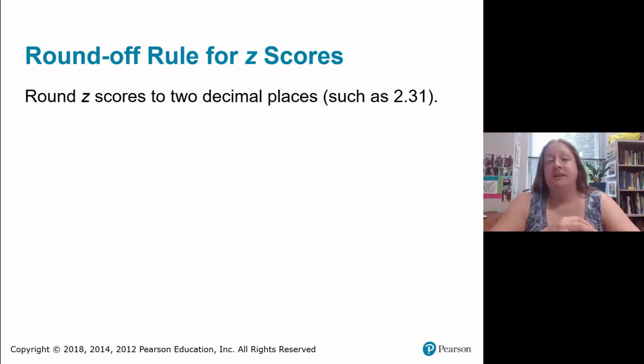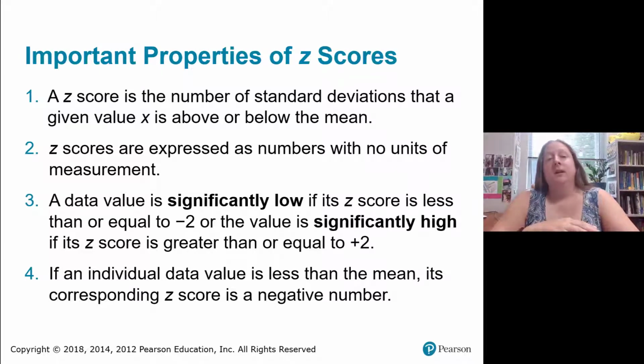Whenever we're calculating z-scores, we always round them to 2 decimal places. So an example of a z-score might be 2.31. This would say that the data value is 2.31 standard deviations above the mean. So a z-score is the number of standard deviations that a given value is above or below the mean. For it being above, it'll be positive. For it being below, it'll be negative.